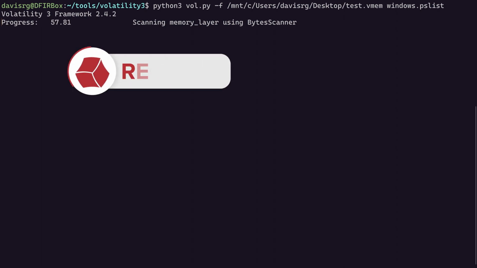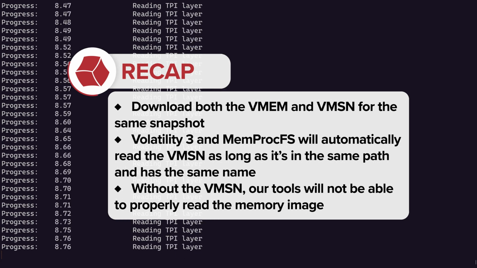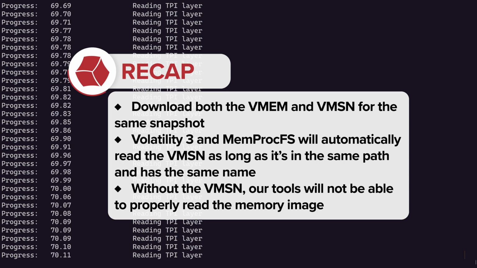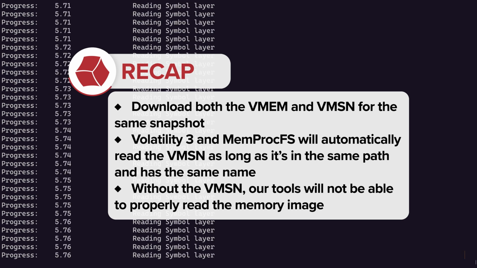So the key takeaway here is that you must not only download the VMem file, but also the accompanying VMSN file. And if you rename one, you need to rename the other to match. That way, the only difference between the two should be the extension itself and nothing else. So that is a critical concept to understand. Don't just grab the VMem file, grab the VMem file and the VMSN from the same snapshot. And if you rename one, rename the other to match, so that the only difference between the two is that file extension.